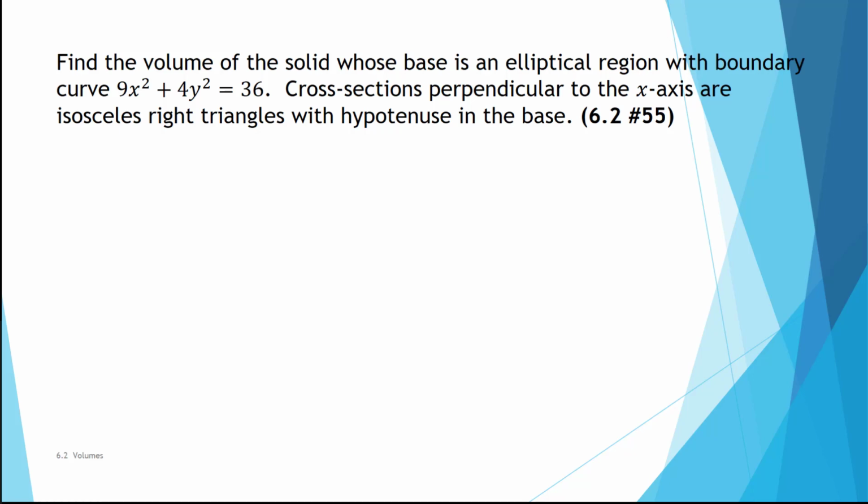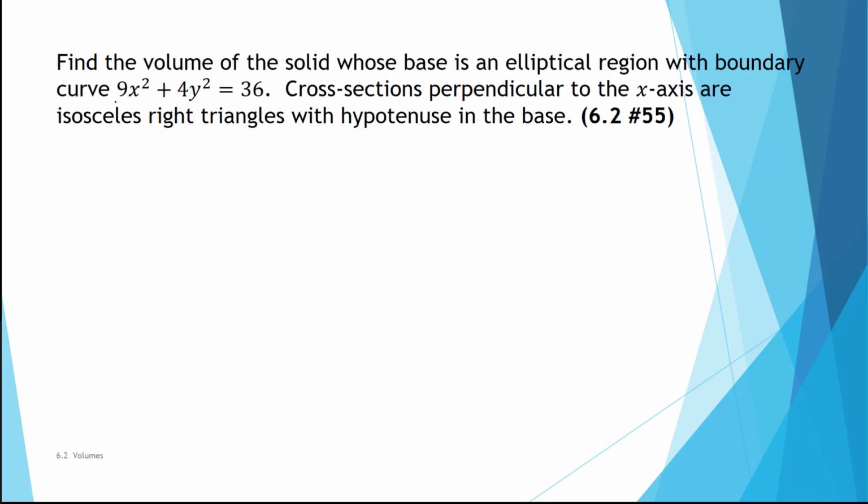In this example, we will find the volume of a solid that is not a solid of revolution. We will find the volume of the solid whose base is an elliptical region with boundary curve 9x squared plus 4y squared equals 36, and cross sections perpendicular to the x-axis are isosceles right triangles with hypotenuse in the base. This is a problem directly out of your textbook. It's number 55 from section 6.2. The first thing you need to do is draw the base.